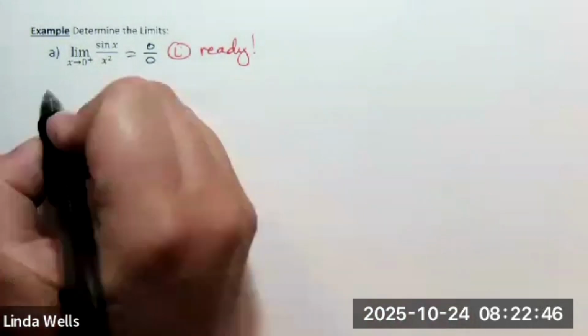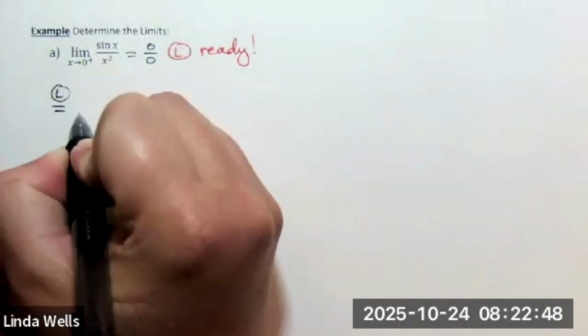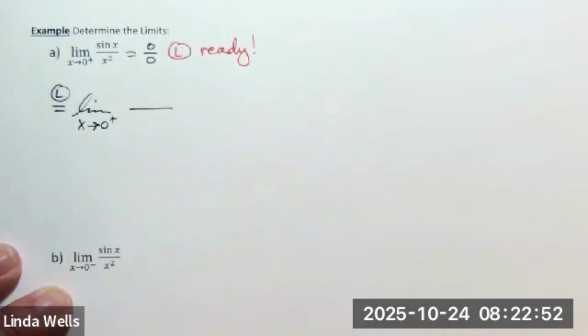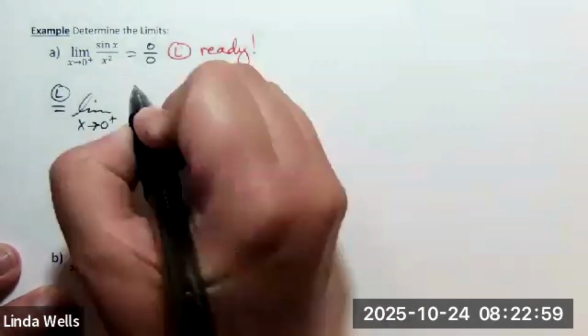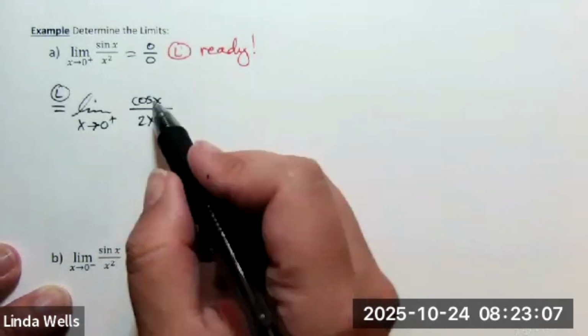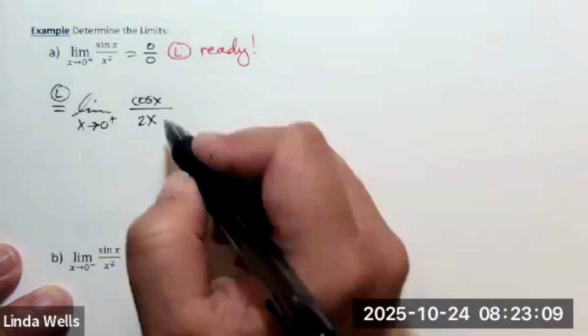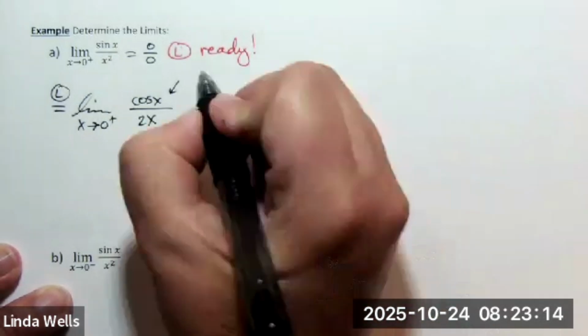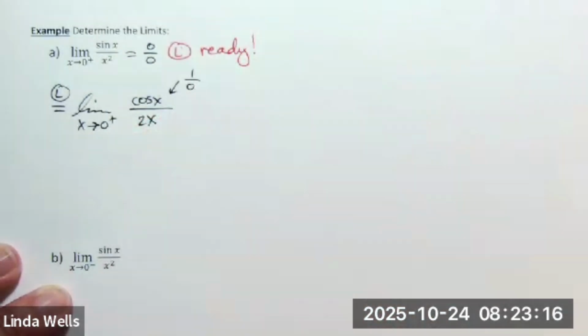All right, here we go. We're going to do L'Hopital. So the limit, as x goes to 0 from the right, what do we write? Cosine of x over 2x. Cosine of x over 2x is correct. What do you do now? Plug it in. If you plug in 0, top and bottom, what do you get? Well, that's kind of funky.